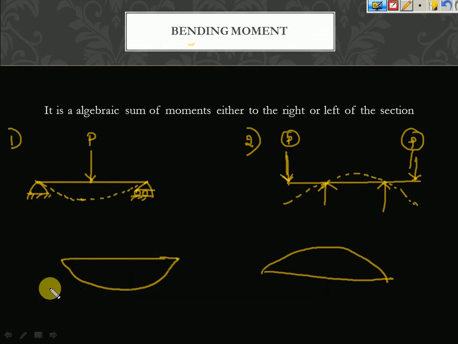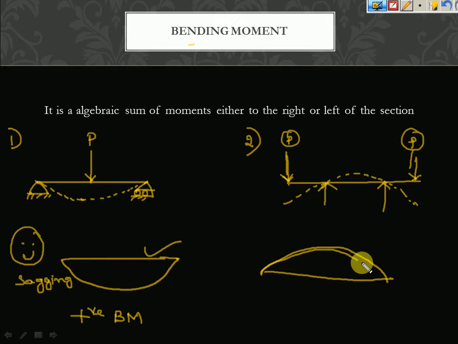This is called positive bending moment and it is also called sagging. Just to remember, you can take it as a smiling curve. Smiling curve is called the sagging curve. So if it is bending like this in the upward direction, then it is called negative bending moment. Then it is also called hogging bending moment.